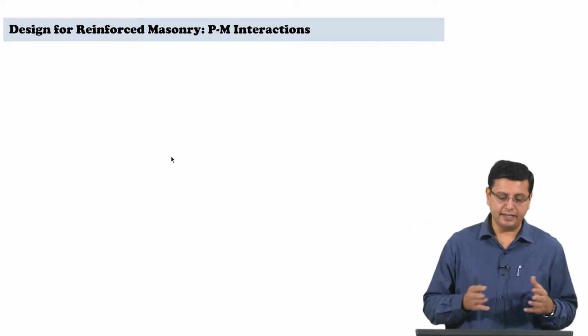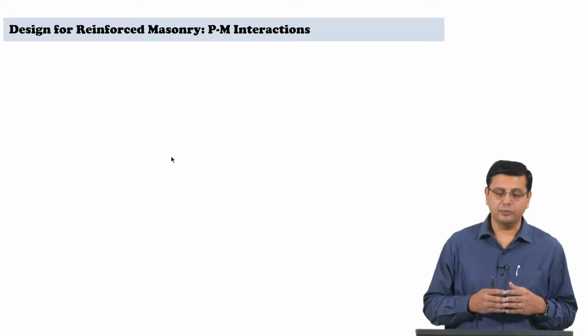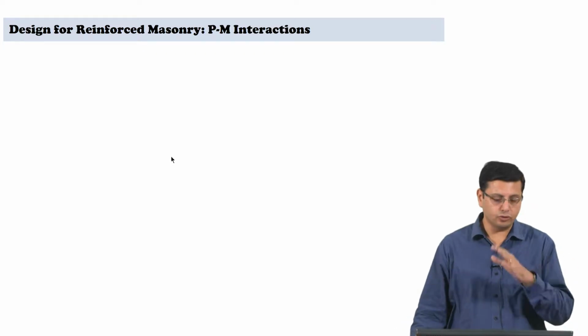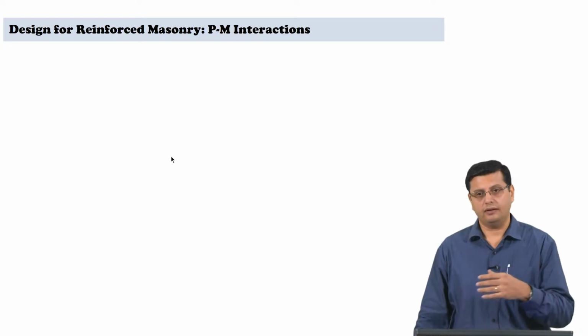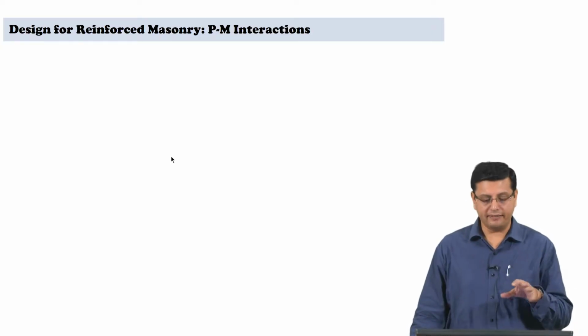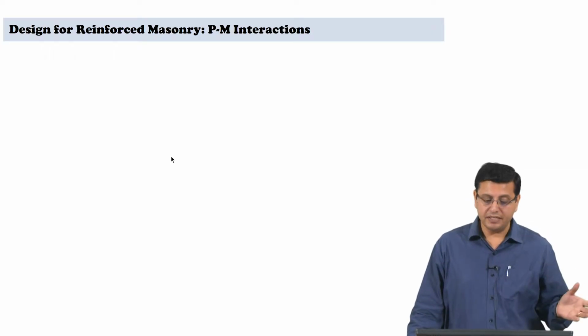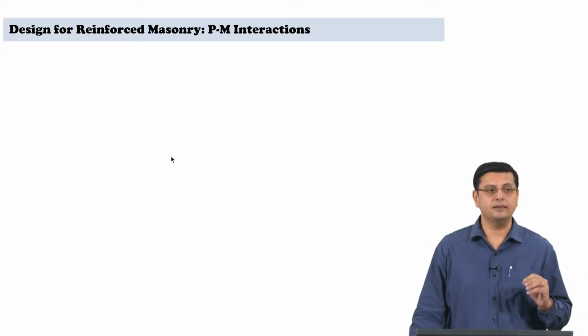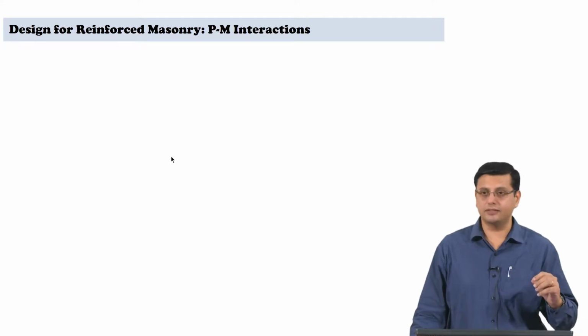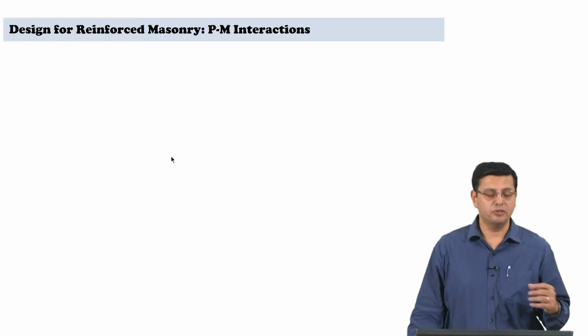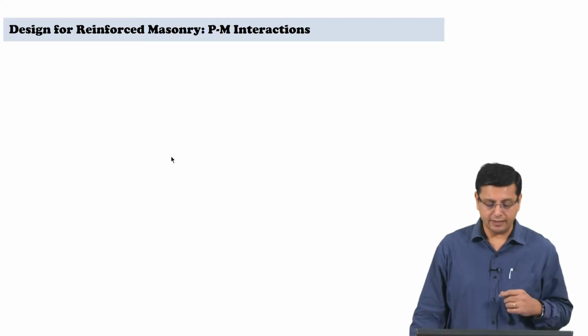And the next assignment, which is going to deal with PM design, would then take you through the specifics of how you would arrive at in which region of the interaction the design is situated, and how you check how much steel is sufficient for that combination.